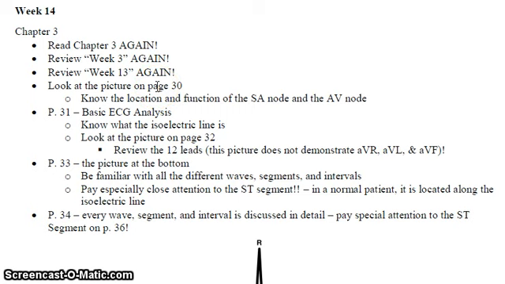On page 30, I want you to look at the picture and familiarize yourself again with the SA node, where it's located, and you need to know that it is the pacemaker of the heart. And then the AV node, which is lower in the right atrium, and its purpose is to slow the conduction that comes from the SA node. The purpose of the AV node is to delay that conduction before it sends it on down to the ventricles.